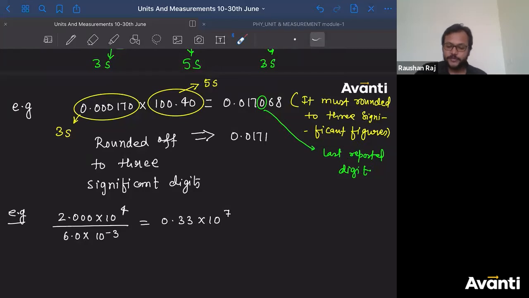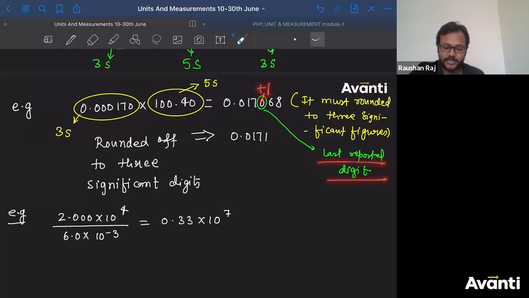So क्या करेंगे, once you find out which is the last reported digit, look at the digit which is right to it. So which is that digit? 6. And 6 is greater than 5 or less than 5 or equal to 5? 6 is greater than 5. So what you have to do? You have to increase the last reported digit by 1. So increase 0 by 1.